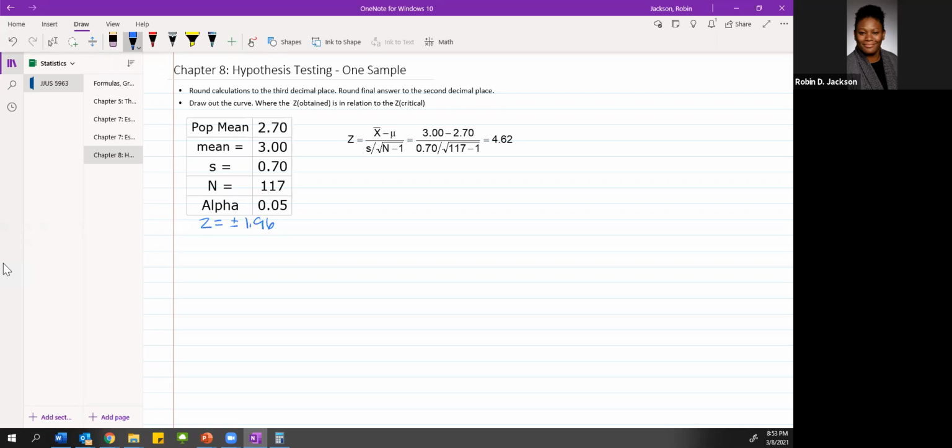Okay. All right. So I have some information up here. One of the things that I'm going to do is I will round my calculations. Keyword on calculations. I'm rounding my calculations to the 3rd decimal place, but my final answer is going to be to the 2nd decimal place. Then once everything is said and done, I will draw out the curve so that you can see where the Z obtained is in relation to the Z critical. All right, so let's go ahead and get to it.